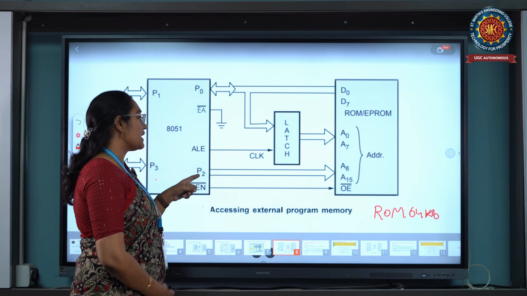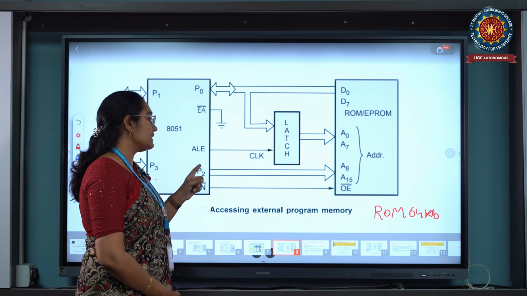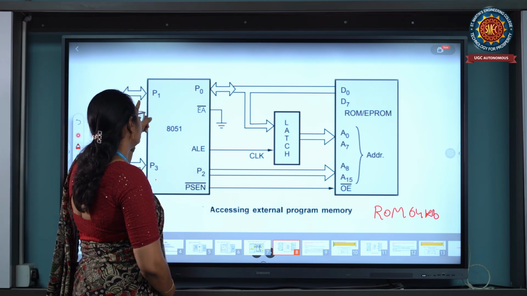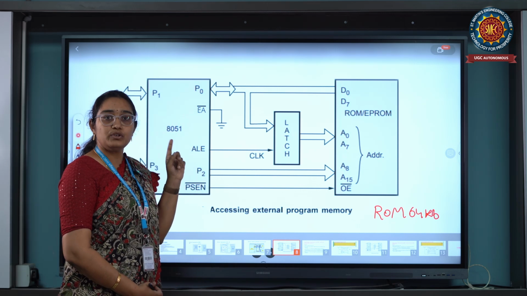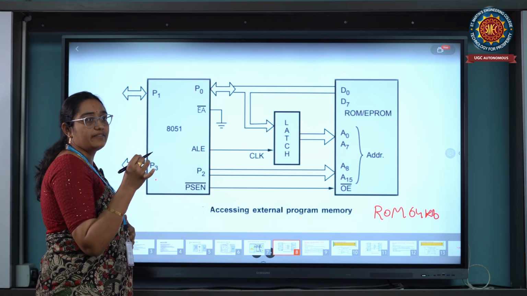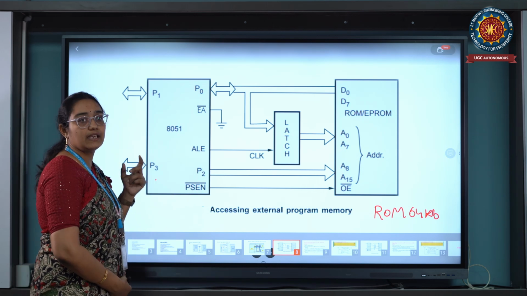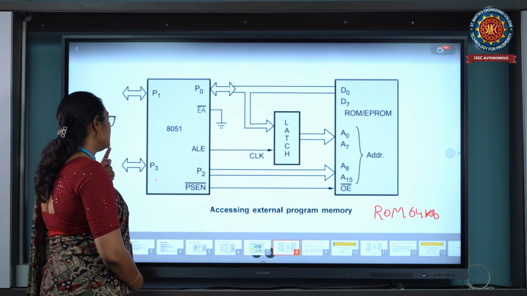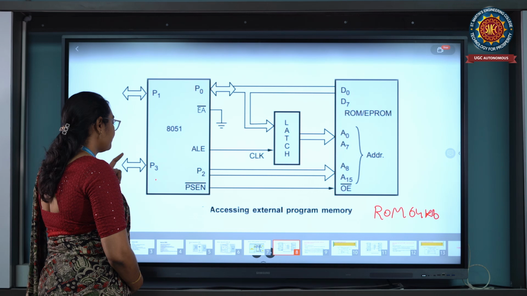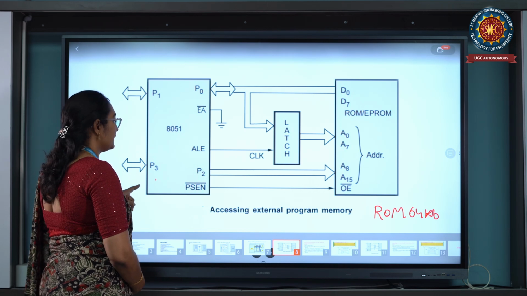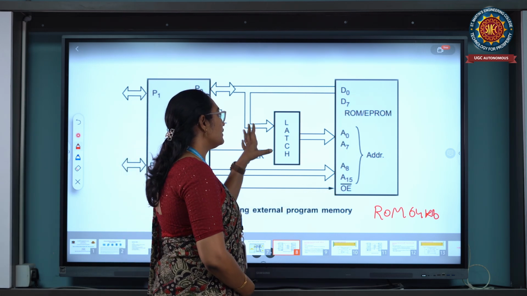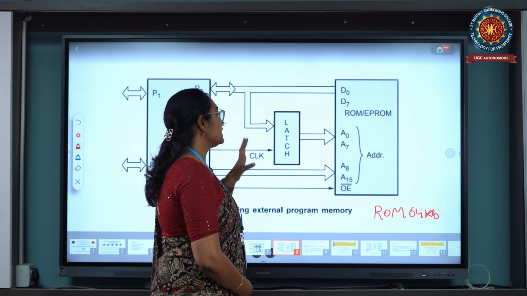Port 2 is used as the higher order address lines, and it also consists of input output port interfacing. Port 1 is used as a general input output port, and also for interfacing external peripheral devices like LEDs, keyboards, ADCs, like that. The P3 pins are used for input output port and also for interfacing. Here PSEN bar is connected to OE bar, then only we can access the read only memory, that is the program memory.